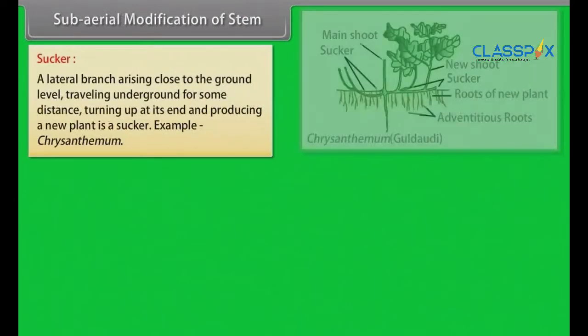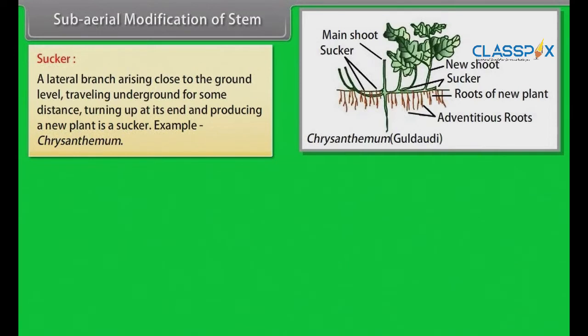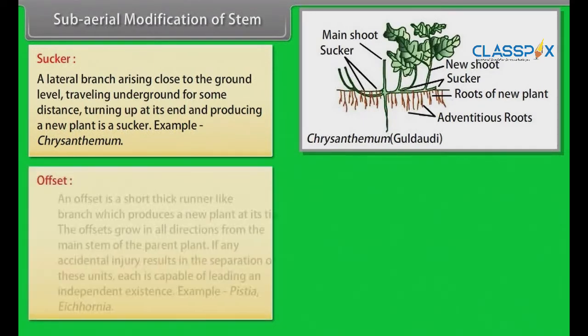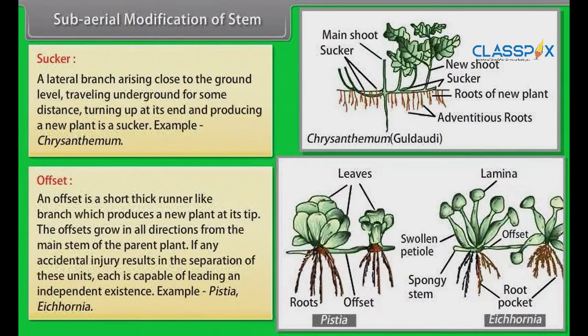Sucker. A lateral branch arising close to the ground level, traveling underground for some distance, turning up at its end, and producing a new plant is a sucker. Example: chrysanthemum. Offset. An offset is a short, thick runner-like branch which produces a new plant at its tip. The offsets grow in all directions from the main stem of the parent plant. If any accidental injury results in the separation of these units, each is capable of leading an independent existence. Example: pistia, eichhornia.